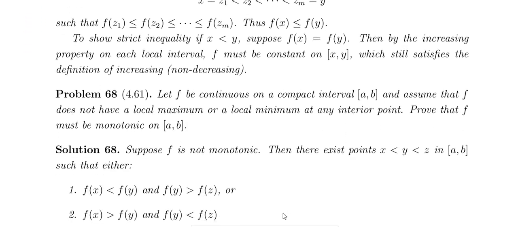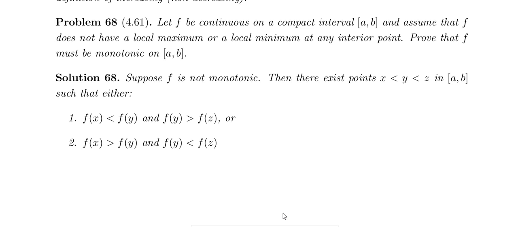And f is continuous on the compact interval [a, b], and f doesn't have a local maximum. That is very important. Assume that f doesn't have a local maximum or local minimum at any interior point of (a, b), but the function is continuous on the compact interval [a, b]. Okay, then the function must be monotonic on [a, b]. Monotonic on [a, b] means either increasing or decreasing. Okay.